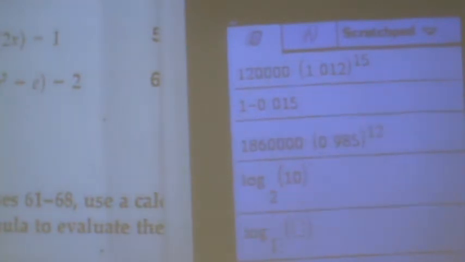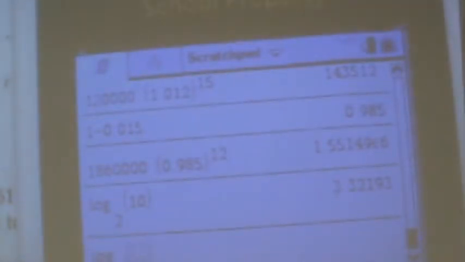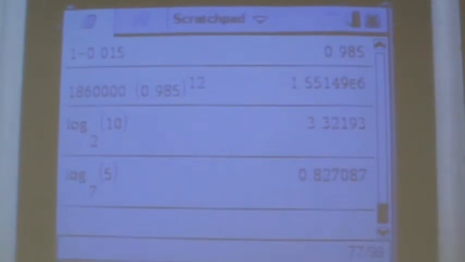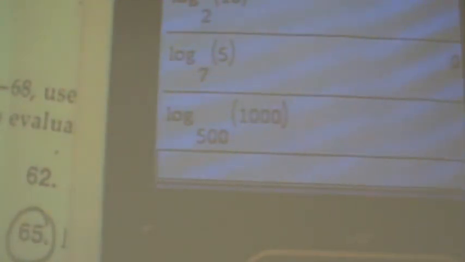So how about number 63? 0.827. Hit Enter. You get 0.827. You got that? And the last one, number 65. You've got log. You're going to type in 500 as your base, and 1,000 as your number, and hit Enter. What'd you get? Yep, those are your 3 answers for that one.